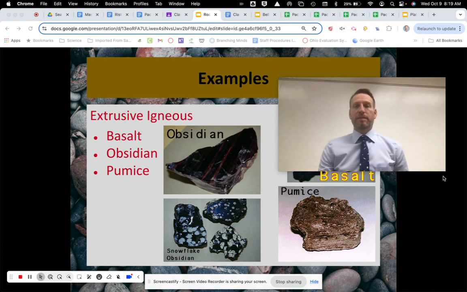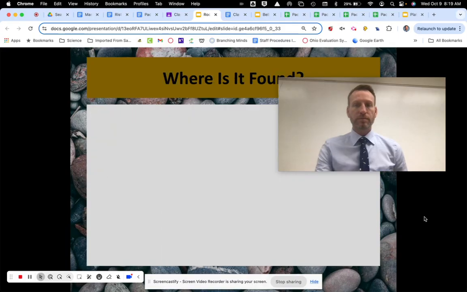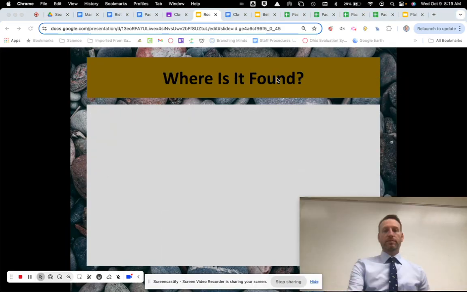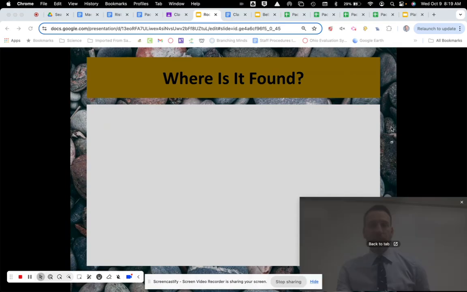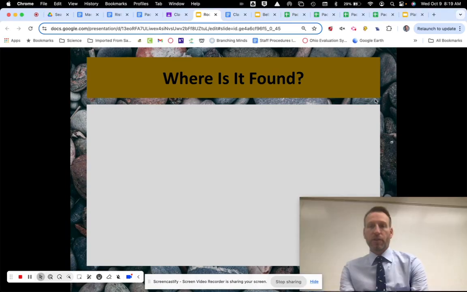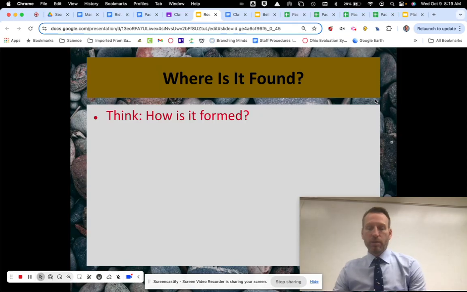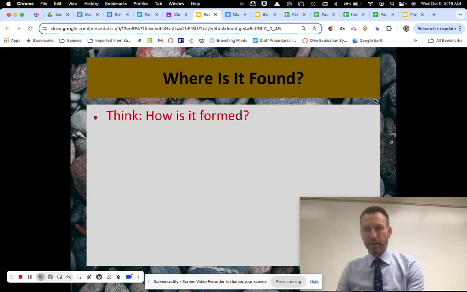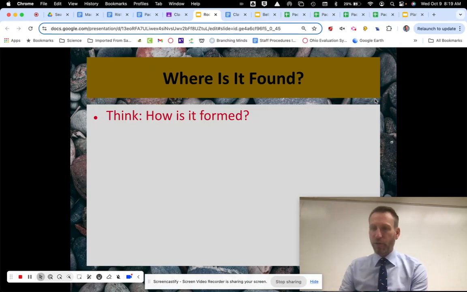All right. Turn your paper over. Let's go to the back. Last thing is, where is it found? We talk about this because it's important to think about how each of the rocks are formed. So we're going to do this after igneous rock, after sedimentary, after metamorphic. Where do we find these rocks? The best way to think about where we would find them is to think about how and where they form.